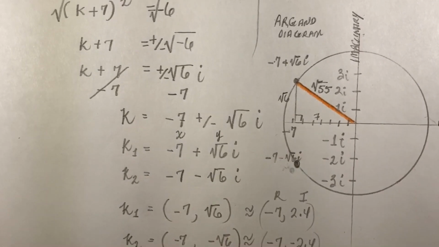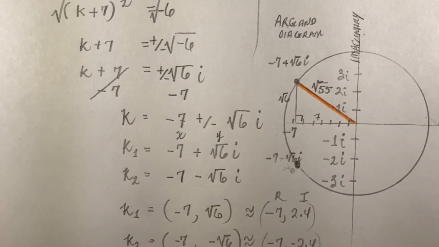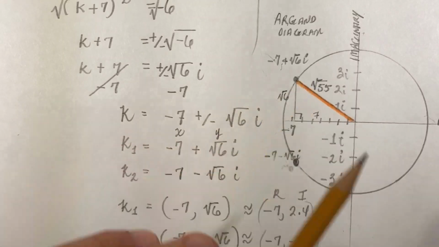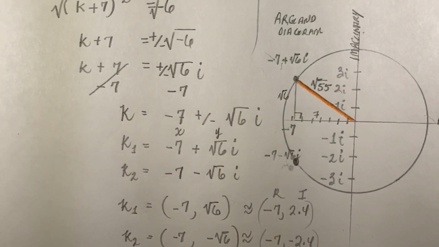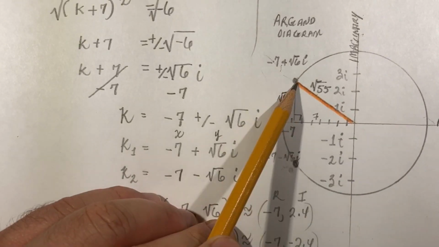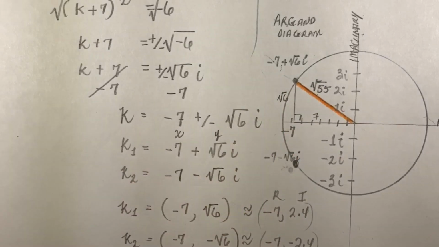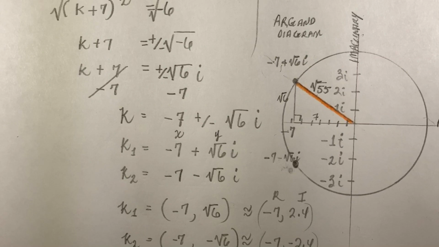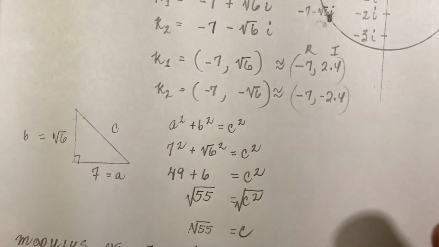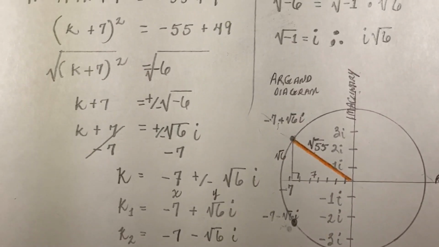You just found the modulus of a complex coordinate. Okay, you just found the modulus of a complex number. Negative 7 plus square root 6i has a modulus or a radius of square root 55, or something like 7.4. Pretty interesting. And definitely, if you were paying attention just now, you learned something that you did not know before.